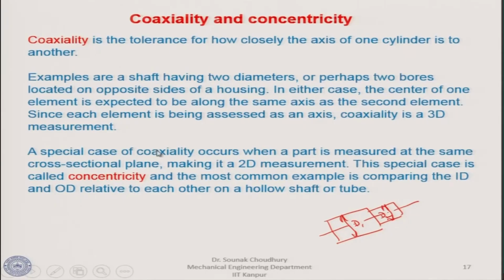Okay. Now, here concentricity occurs when a part is measured at the same cross sectional plane, making it a two dimensional measurement. Okay. Now, the most common example is comparing the internal diameter and the outer diameter related to each other on a hollow shaft or a tube. When the tube is hollow, in that case when you are considering the internal diameter or external diameter, here the concentricity will come into picture.